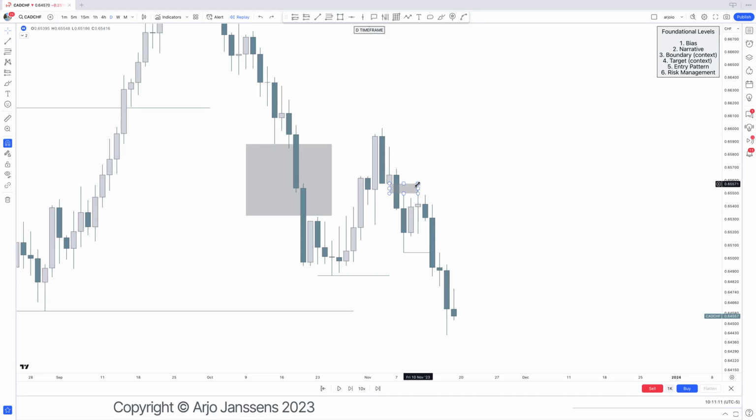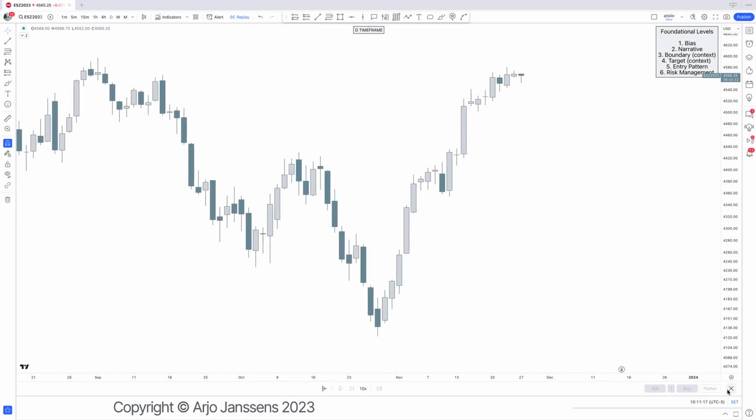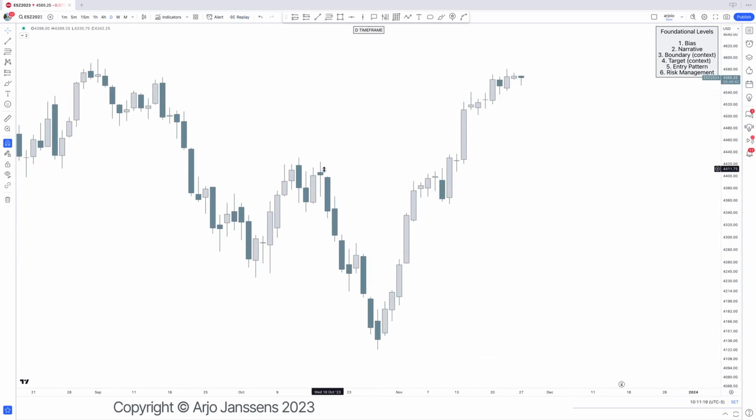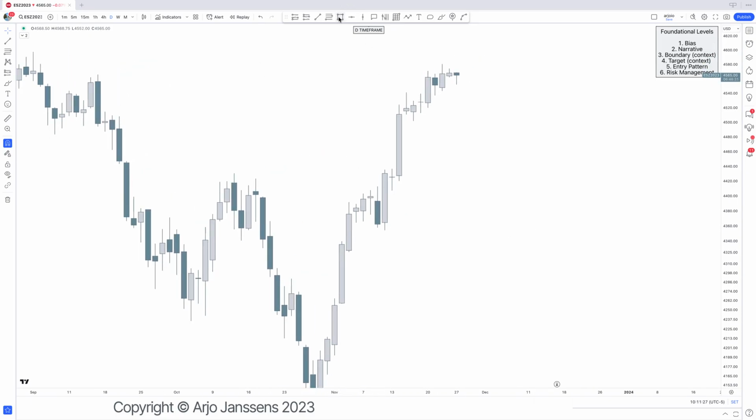So let's move on to the next example, which is going to be about ES, about the indices, because of course, it's all the same. It's all the same. We apply this on every single market. It's all the same right here. So at this moment in time, we had this daily fair value gap sitting right there. So we had this daily fair value gap, and then we also had a very easy target.